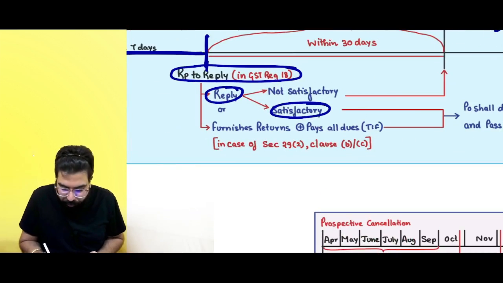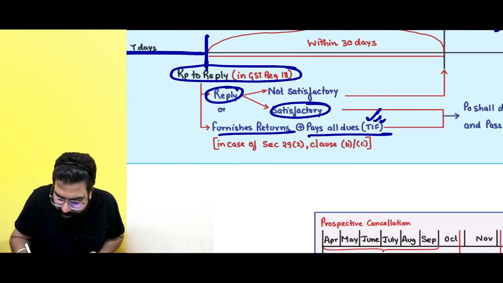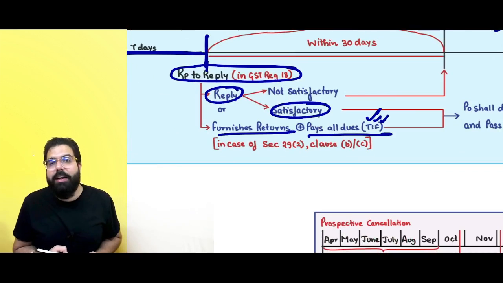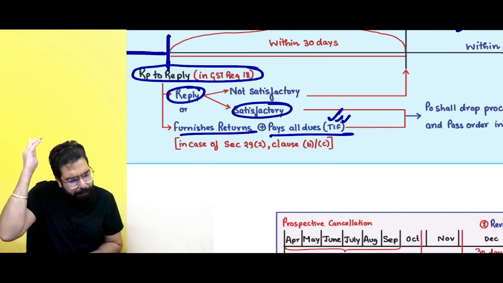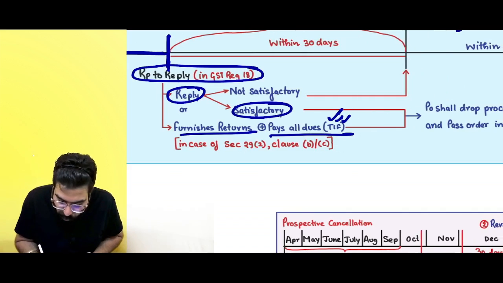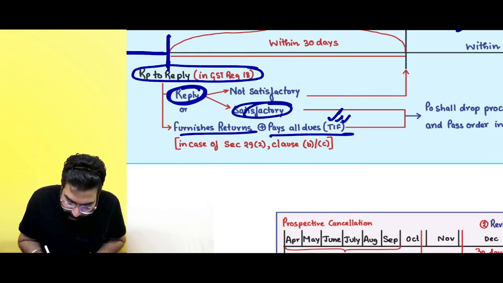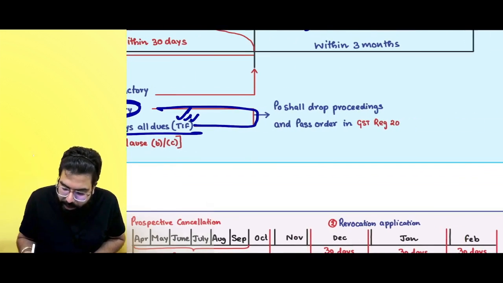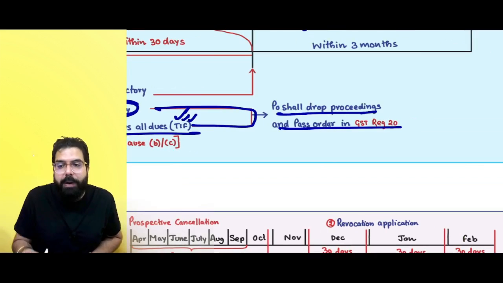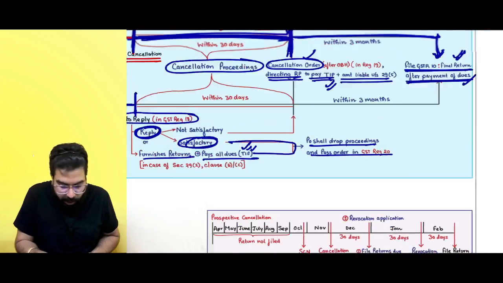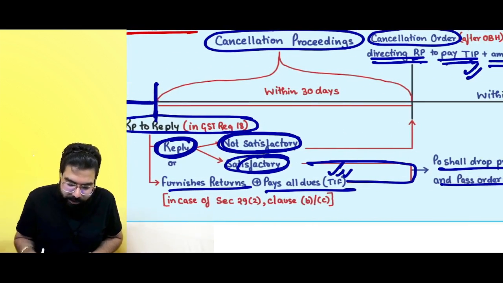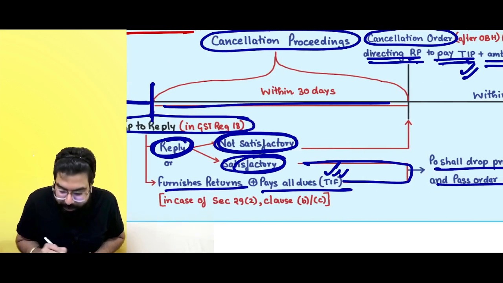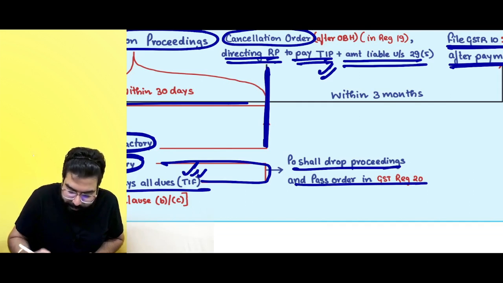Do one thing, just file your return, pay all the taxes, tax, interest, late fee, whatever is there. Please file the return, pay all your taxes, pay all the interest, pay all the late fee which is there. If your reply is satisfactory or you have filed all the returns, then the PO will drop the proceeding. But if your reply is not satisfactory, always remember, he will start the cancellation proceedings and then the cancellation order will be issued.